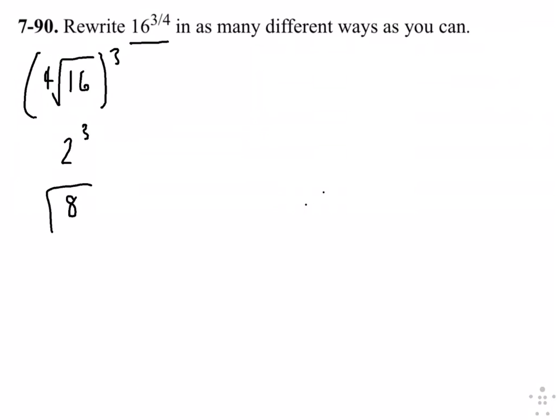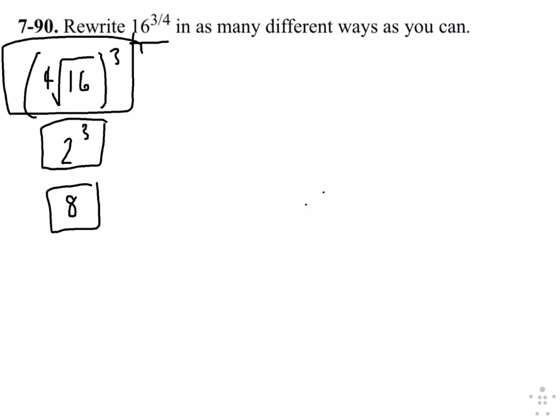So there's one way I could write it. I could write it as 8. I could write it as 2 to the third. That would be another way to write it. And then the list goes on. On a test or an assessment, I would think that writing it a couple ways is going to be sufficient. I could even use this as another way to write it. That is another way of writing it.